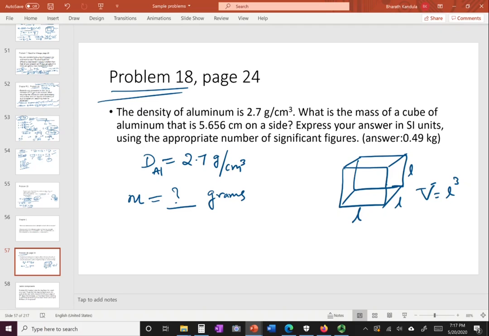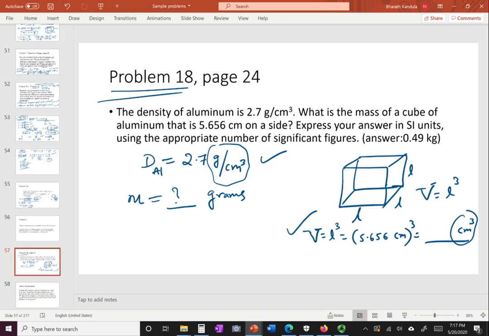Understand? Now what is given to us? The side value is given. So length cube means 5.656 centimeter whole cube. So this will give you centimeter cube. Understand? So you will find the volume easily, no problem. And density is also given, but be careful, the value is given in CGS units, and here also we are finding it in CGS units. Now we need to express the final answer in SI units.